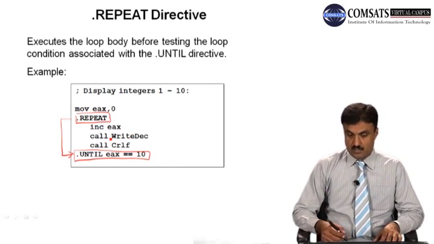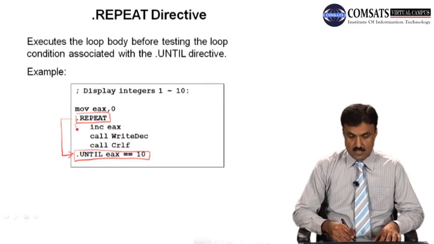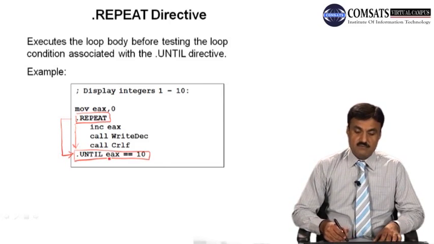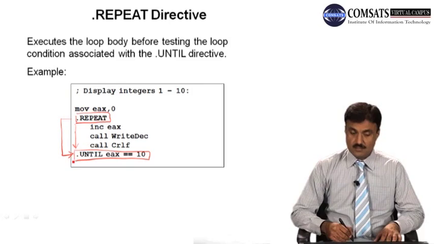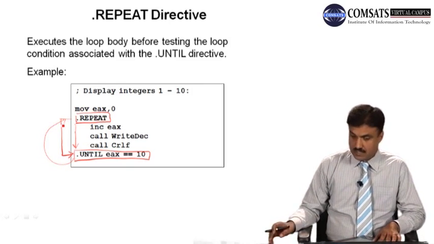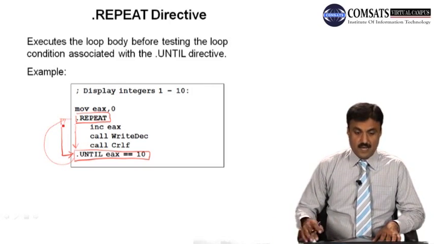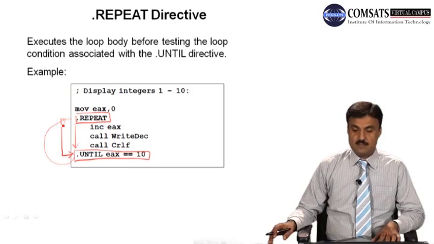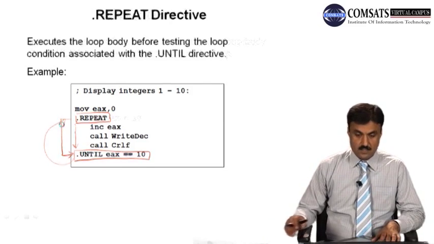So for example, we start with the repeat directive, and it will continue from here up to here. So this loop will execute once. Now it depends: if this condition is true, then it will repeat again, otherwise it will not repeat. So it executes the loop body before testing the loop condition associated with the until directive.